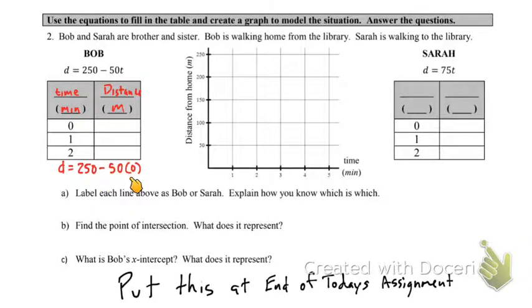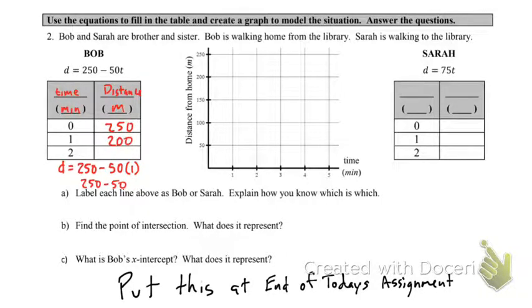Okay, so I'm going to do this math in my head. 50 times 0 is 0. 250 minus 0 is still 250. Now instead of t being 0, we're going to do the same thing for 1. T is going to be 1. So we're going to multiply 50 by 1. 50 times 1 is 50. So we have 250 minus 50. 250 minus 50 is 200.